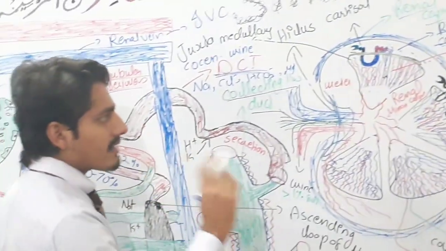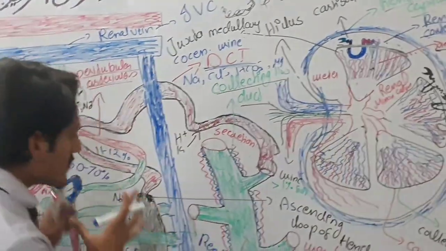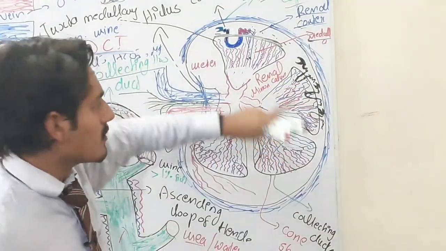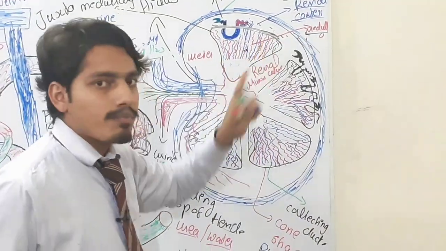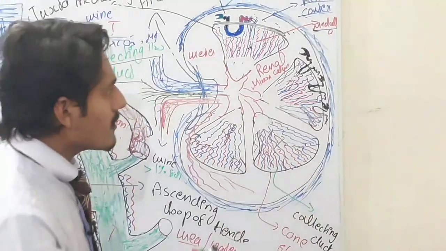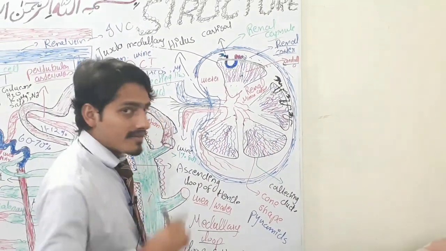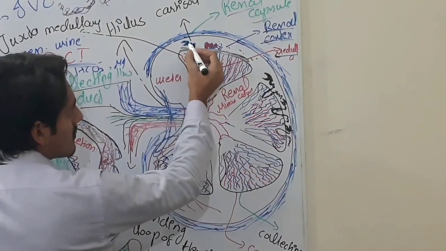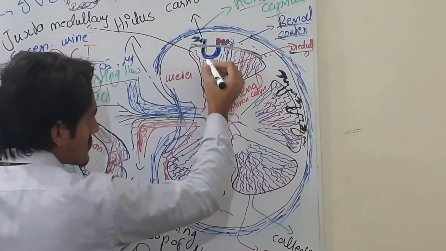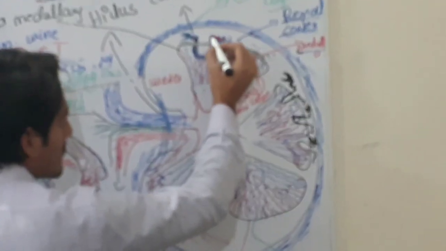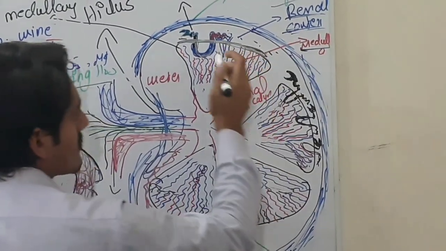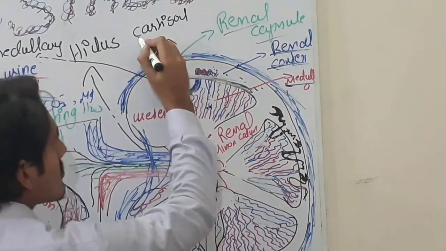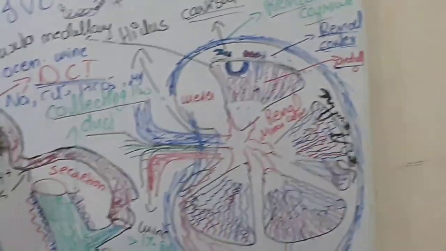The nephron is divided into two parts. Half of the nephron is present in the cortex and half of the nephron is present inside the medullary part. This is your nephron, and this portion is inside the medulla, and the next portion is again outside in the renal cortex. That portion which is present outside the medulla is called cortical.